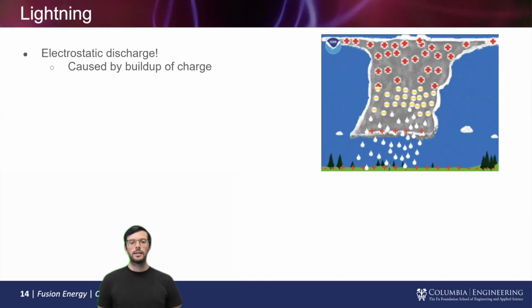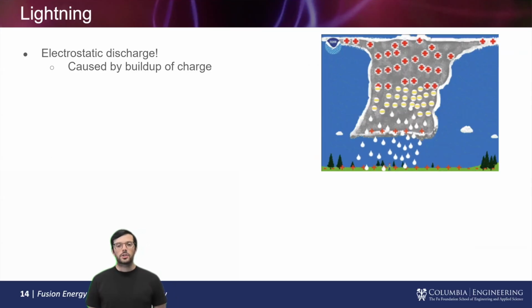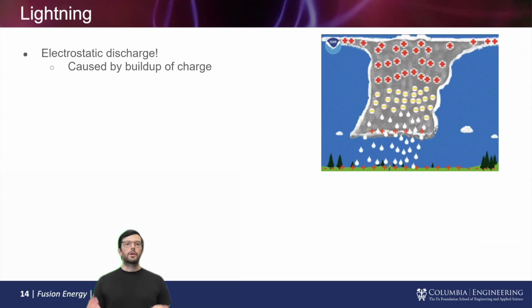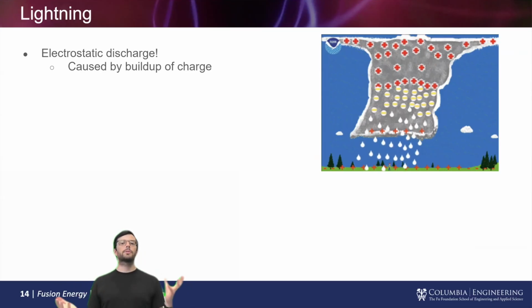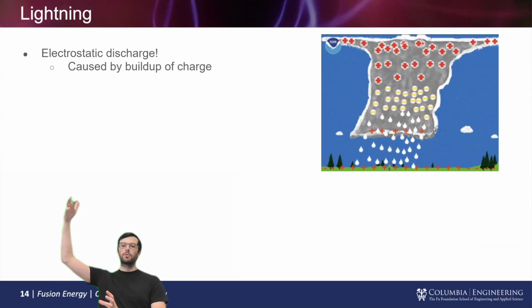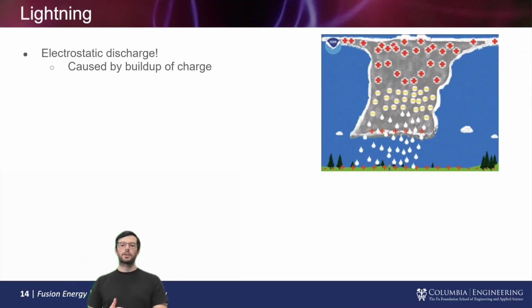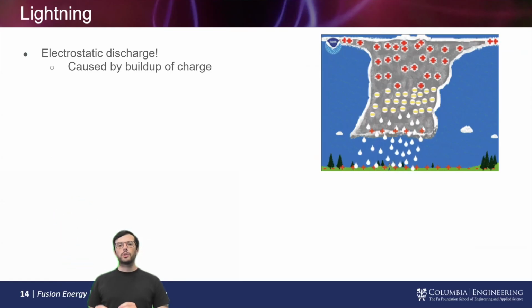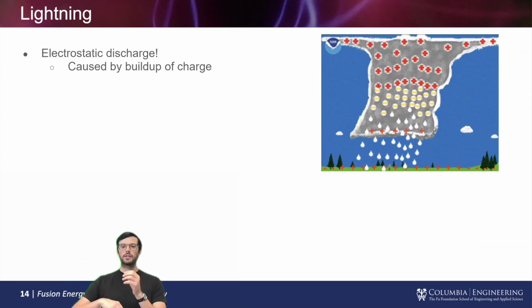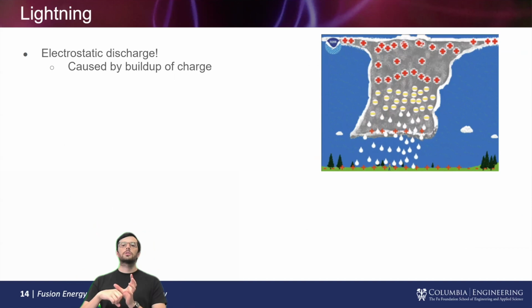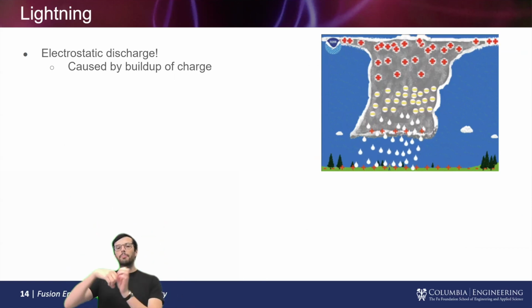All right, lightning. So lightning is an electrostatic discharge, which means there's nothing alternating about it. It's DC current, so it's direct current, and it's caused by a buildup of charge. You have this big, tall cloud that forms because of various atmospheric effects, and what you get is two kinds of particles. You get these kind of heavy ice particles, which are falling down because they're slightly heavier, and you get slightly lighter particles, which are going up, and they bump into each other.